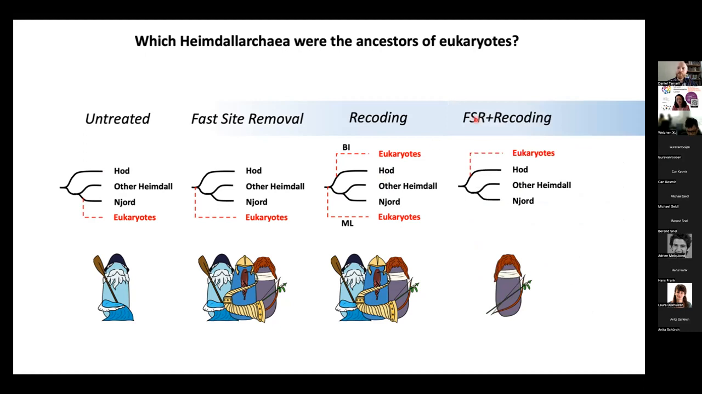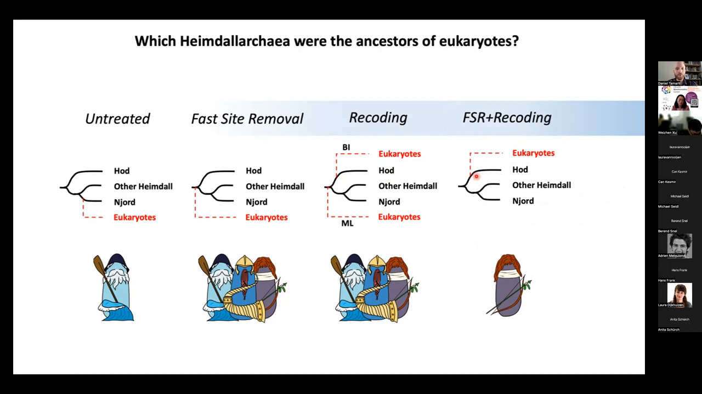Then the other thing that we did was basically to put together these two different analyses, fast site removal and recoding, and then both Bayesian inference and maximum likelihood pointed to the same solution. So eukaryotes potentially were the closest, so Hod archaea were the closest relatives of eukaryotes. So this is indeed not the final, let's say, nail in the coffin.